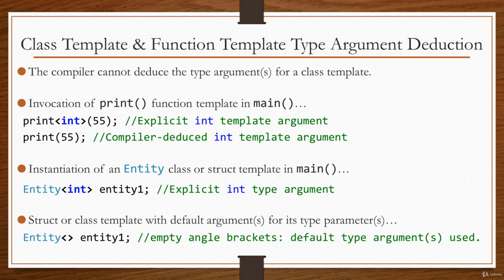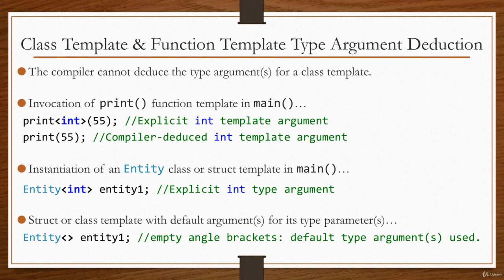A quick summary on class template and function template type argument deduction. The compiler cannot deduce the type arguments for a class template, as I mentioned in this lesson. We have a quick example of an invocation of a print template function in the main function. In the first statement we use the angle brackets and explicitly specify int for the type argument. And then we also pass in an actual argument for the formal parameter between parentheses. So this will print out 55 to the console, as we've seen in previous examples.